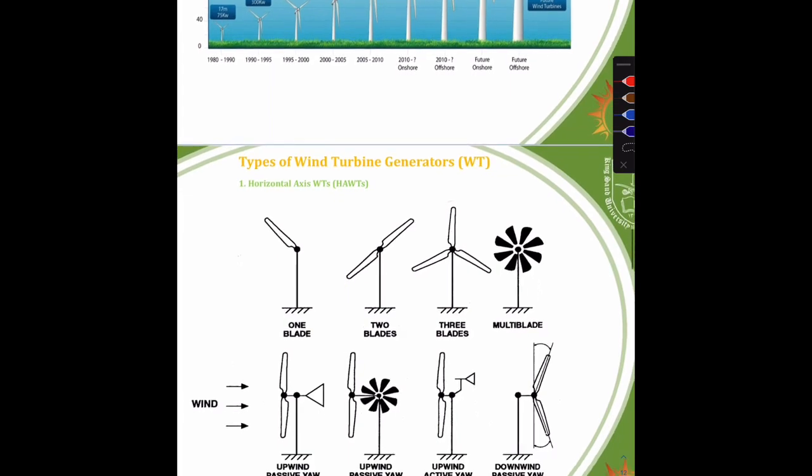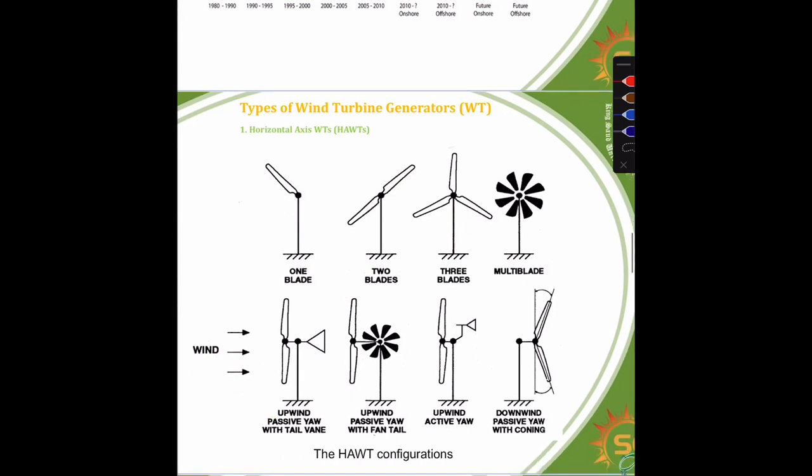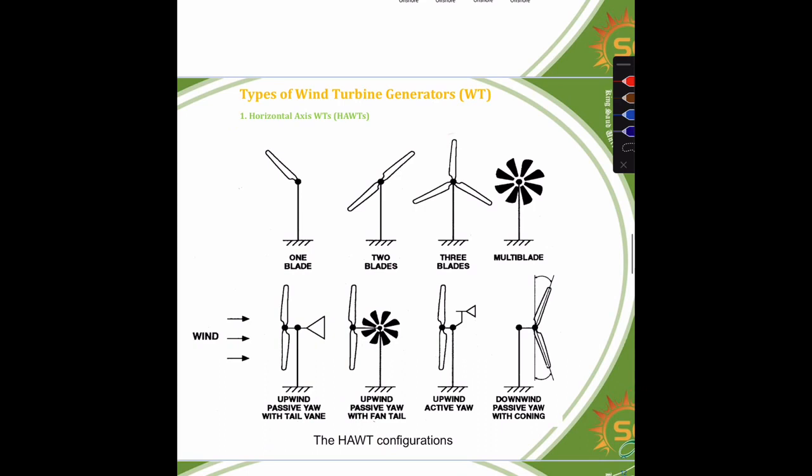We have one blade, two blades, three blades, multi-blade. Here we have upwind passive yaw with tail vane. If we have a wind going this way and the turbine is facing the wind, we call it upwind. Here we have upwind passive yaw with fan tail.